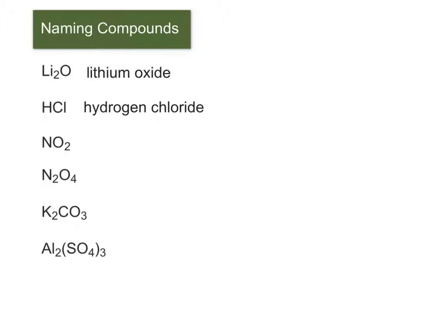Okay, the next two both have nitrogen and oxygen, so this tells me for sure that we're going to have to use prefixes. All right, so the first one is going to be nitrogen dioxide because there are two oxygens, and then the second one is going to be dinitrogen tetraoxide. So tetra meaning 4 and di meaning 2.